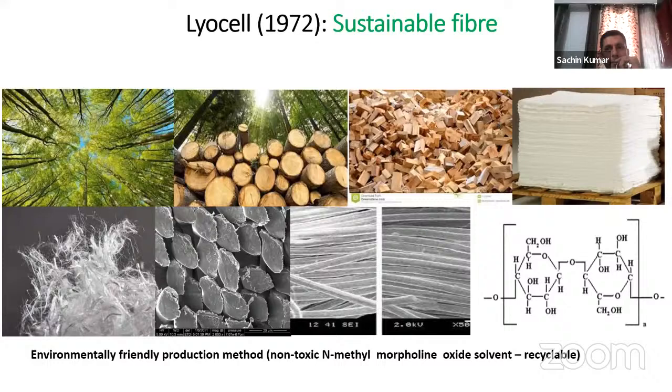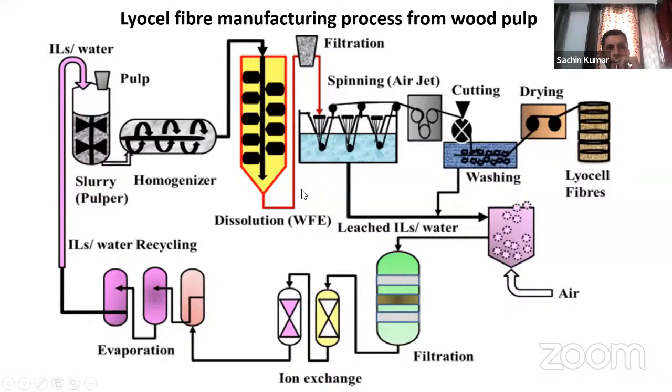So this is a manufacturing process. We have wood pulp. We dissolve this in a solvent, properly mix and homogenize it, and then after filtration, we spin it into fibers. And this solvent is reused, filtered and refined, so this is a closed-loop cycle. So you are not wasting any solvents. That is why we use the words sustainable fibers.